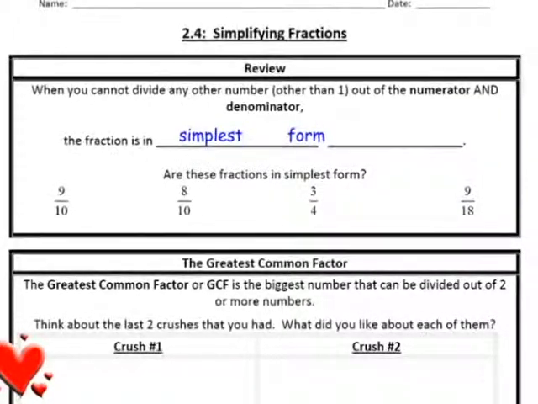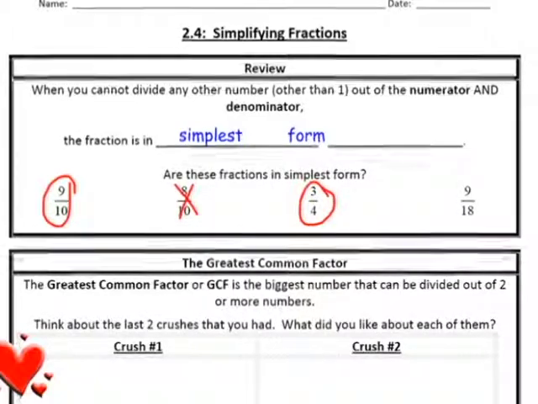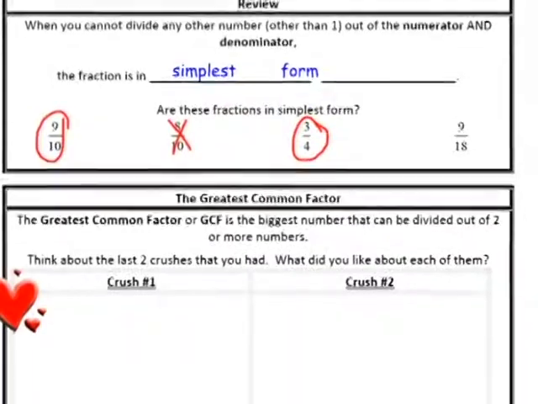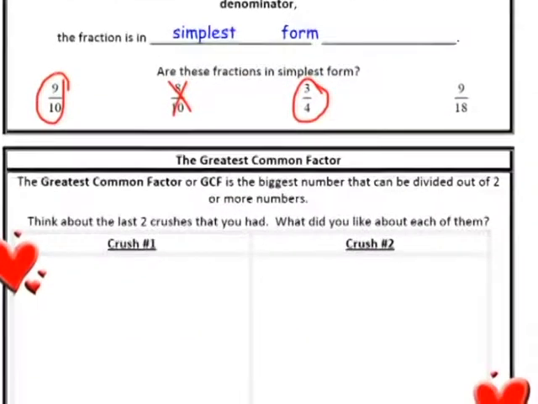So for example, let's look at a couple of these fractions down at the bottom. 9 and 10, there's not a number other than 1 that can be divided out. 8 and 10, I can divide 2 out of both of those, so not simplest form. 3 and 4 is in simplest form because I can only divide 1 out. 9 and 18, I can divide 9 out of each of those.